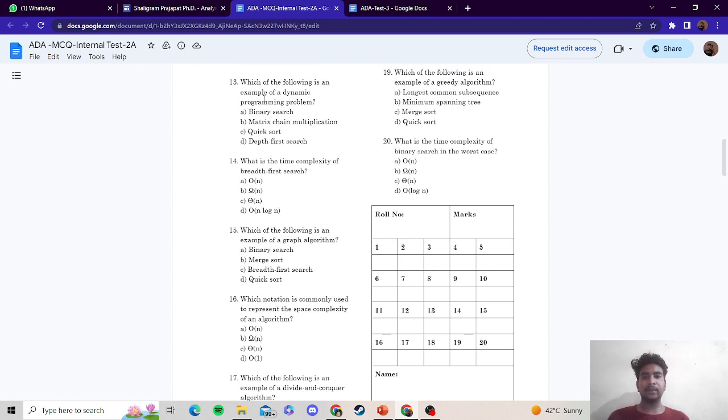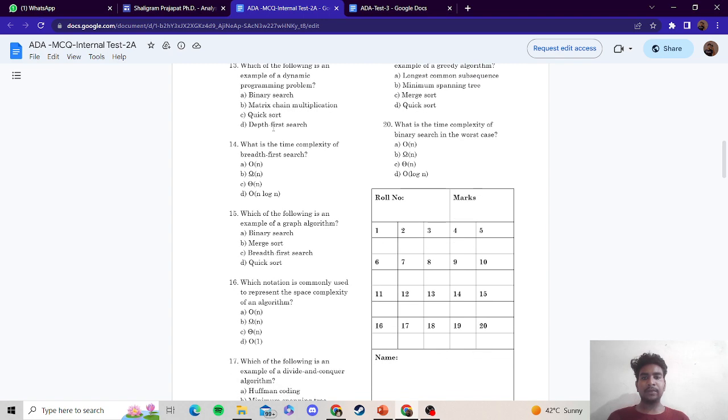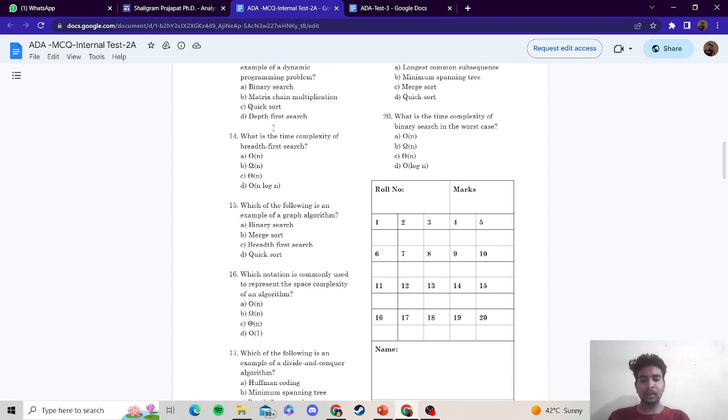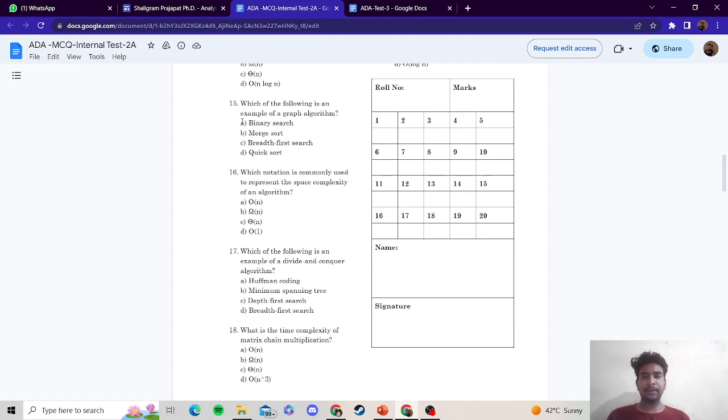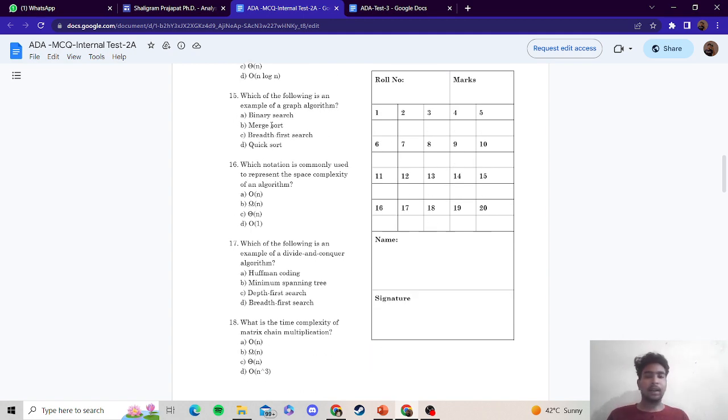Question number 13, which of the following is an example of dynamic programming problem? So here matrix chain multiplication is an example of dynamic programming problem. Question number 14, what is the time complexity of breadth first search? So order of n is the time complexity of breadth first search. Now question number 15, which of the following is an example of graph algorithm? So an example of graph algorithm will be breadth first search.